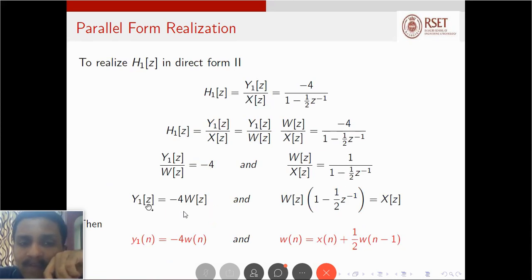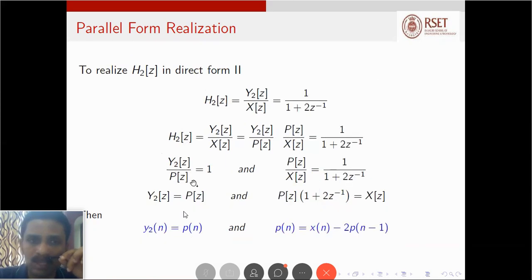Then you will get y1 of z is equal to minus 4 w of z after cross multiplication. In this case, w of z into 1 minus 1 by 2 z inverse is equal to x of z. So after taking the inverse z transform, you will get y1 of n is equal to minus 4 w of n. Similarly, w of n is equal to x of n plus 1 by 2 w of n minus 1.